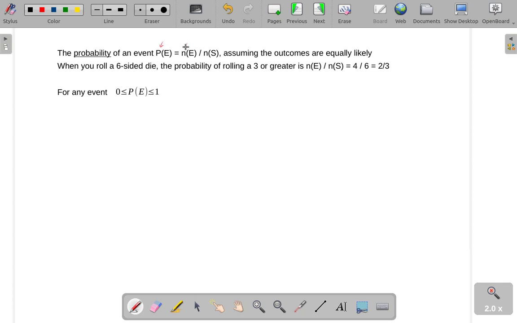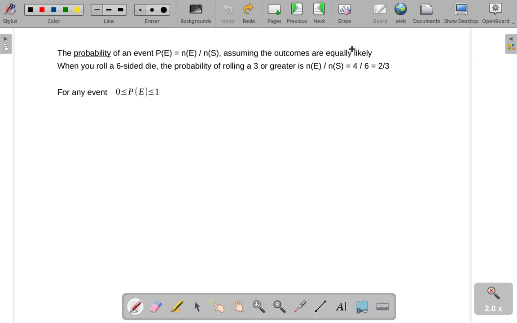We are using n of e and n of s. E is our event, so we're talking about the number of outcomes in our event, and n of s is our sample space, so n of s would be the number of outcomes in our sample space. So the probability of an event is taking the number of outcomes in our event divided by the number of outcomes in our sample space. This does assume that all the outcomes in our sample space are equally likely.